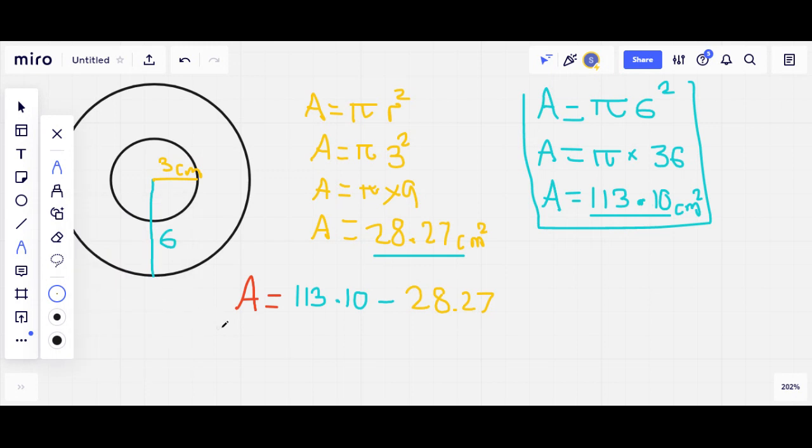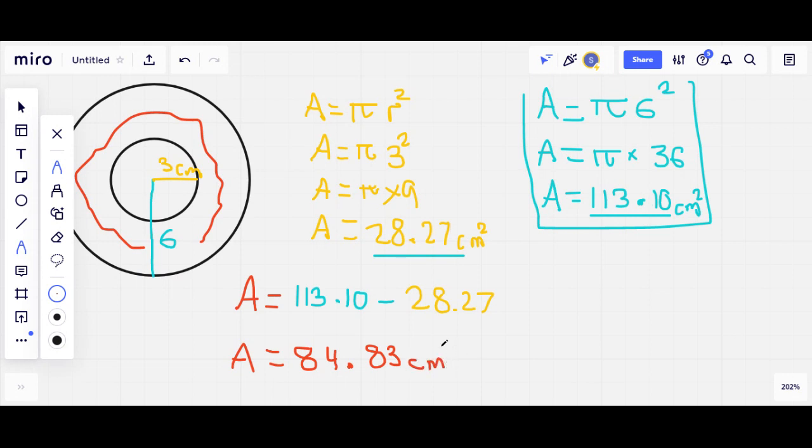And that'll give us our total area. So our total area for this ring section here that we're trying to find is equal to 84.83. And then we've got to put down the units, centimeters squared.